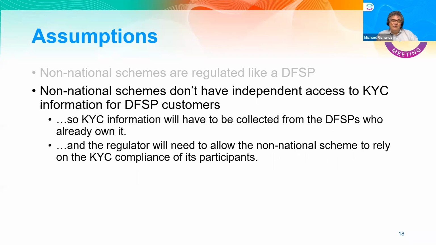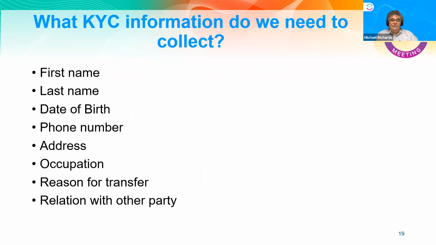Second, we assume that KYC information will therefore have to be collected from the DFSPs who already own it, and that the regulator will need to allow the non-national scheme to rely on the KYC compliance of its DFSP participants. In particular, there doesn't seem to be any obvious way that a Mojaloop scheme can have independent KYC knowledge about the customers of the participants in that scheme. So that's an assumption.